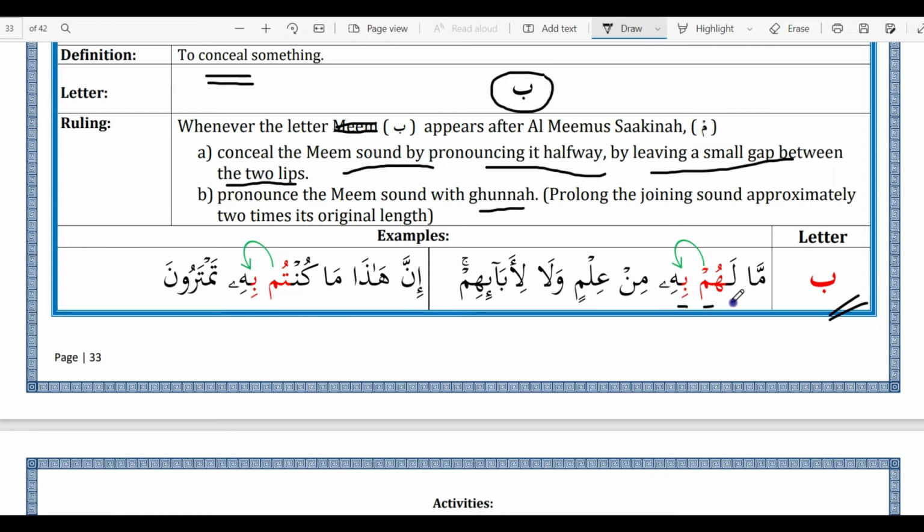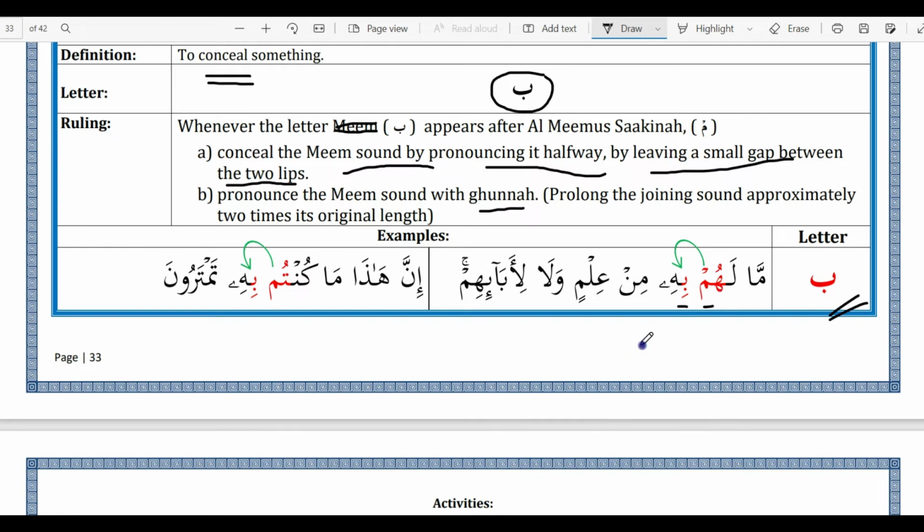Lahum bi. Lahum bi. First one, lahum. Second one, lahum bi. Okay? And don't try to join it like a waw and say lahum. No. It's a little gap between the two lips, so it's going to be 50% of the meem sound.